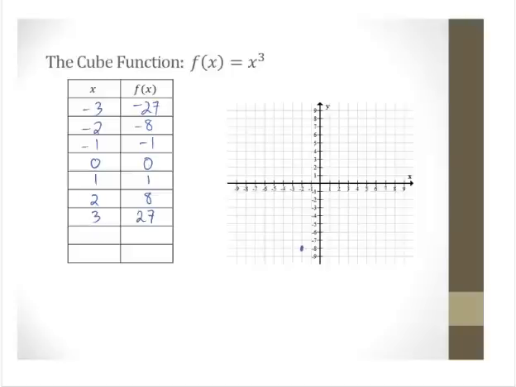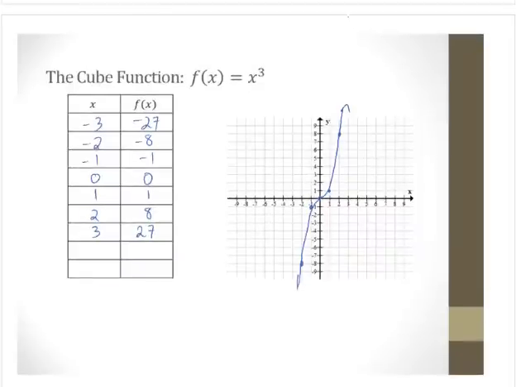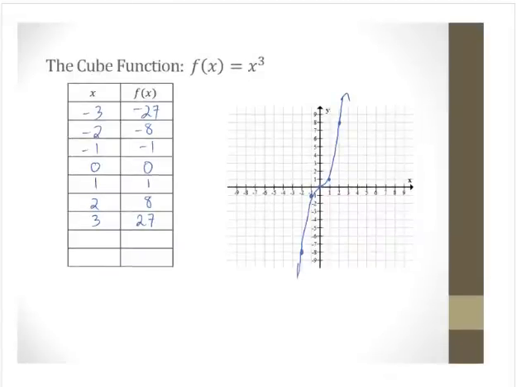Let's see, (-2, -8), (-1, -1), (0, 0), (1, 1), (2, 8). Now if we wanted to, we could think that (-3, -27) is going to be way down here somewhere, and (3, 27) is going to be way up here somewhere. And so we see how that curve increases rapidly. Alright, so let's draw the curve that passes through those points. Alright, so there's the cube function.